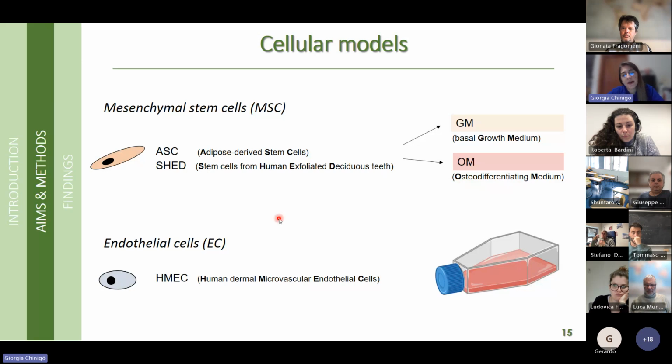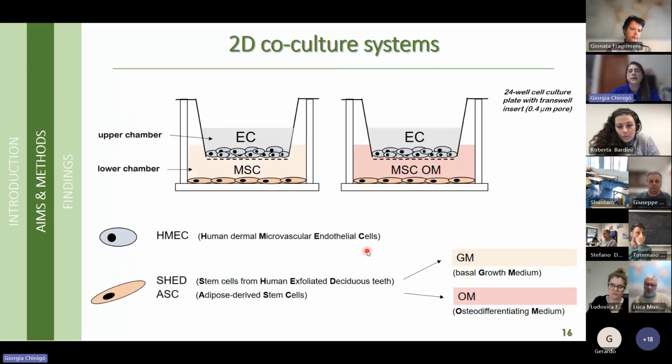As endothelial cellular model, we chose this cell line, HMEC, that basically are microvascular endothelial cells from dermis, so basically dermal capillaries. And in order to study the crosstalk between the two, we carried out this two-dimensional co-culture system that is based on the use of transwell inserts, the ones that you see there, that are characterized by pores with a small diameter.